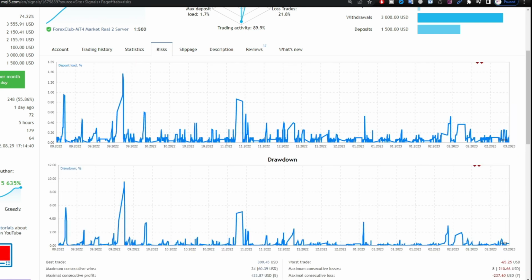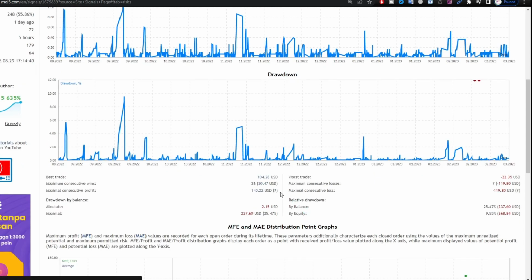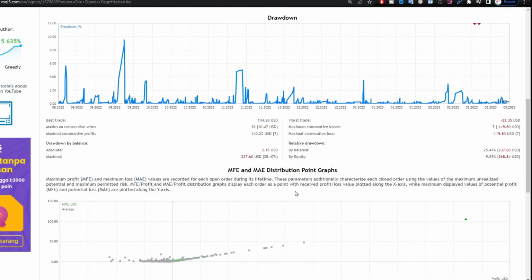Information risk. The drawdown that has occurred is around $268 US, or around 9.55% of total equity.